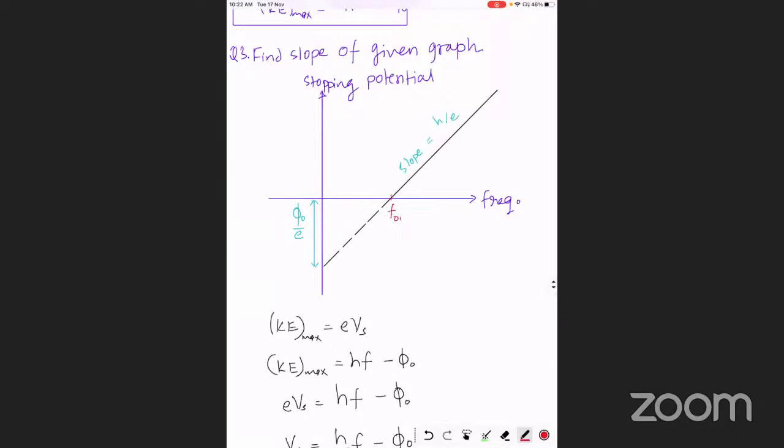Threshold frequency will be different for different metals. For some metals, it will be small, and for some metals, the value of threshold frequency will be more. Could you understand that? Could you understand that, bacho? Yes, sir. Okay.